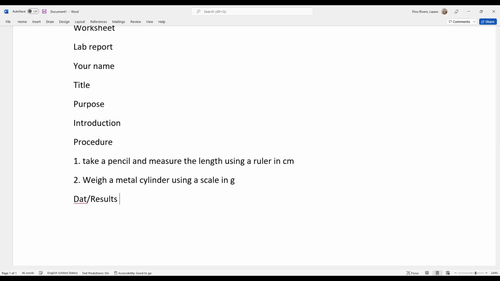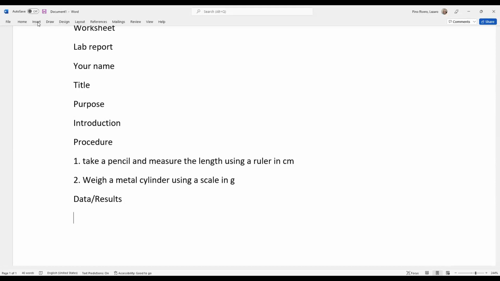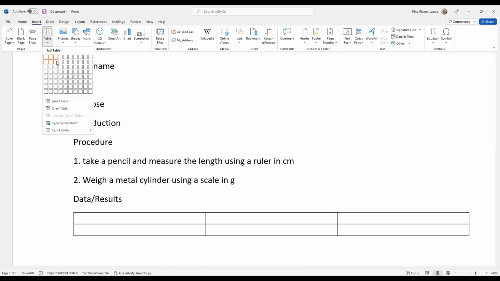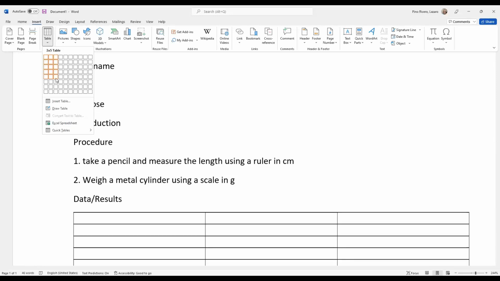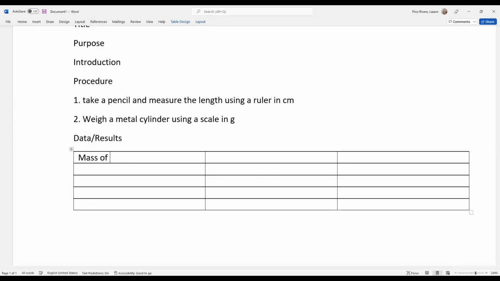The data result could be just the results. For that, you can use a table. For example, you insert a table, for example, with 1, 2, 3, something like this. And here you are going to put mass of the metal cylinder.